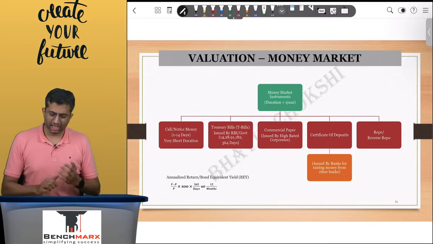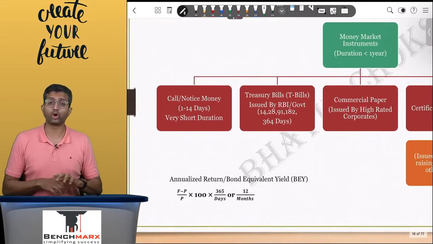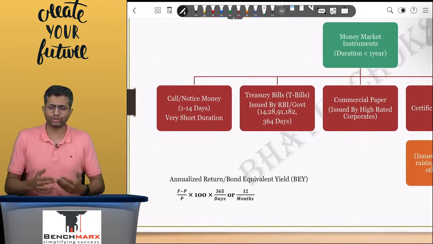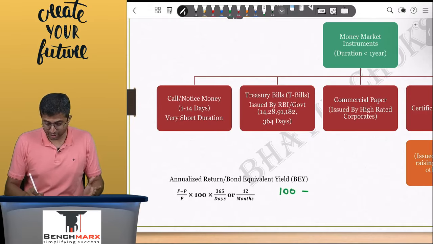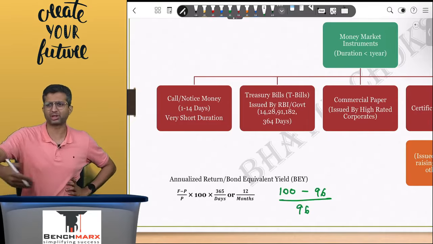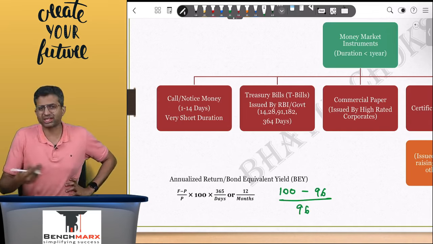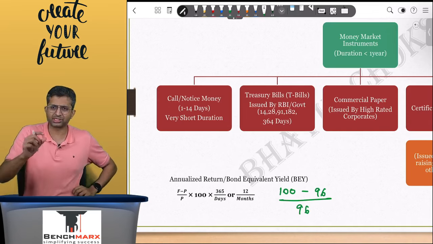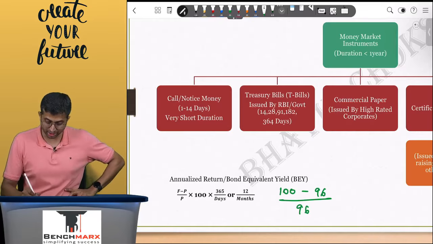In a lot of these questions, you will be asked to calculate something called the annualized yield or bond equivalent yield, which is calculated as F, the face value, for example 100, minus P, which may be the issue price, maybe something like 96, upon 96, because that is what the company is going to get. It does not pay interest because it is issued for, let's say, 181 days or 6 months. Rather than paying interest, we just issue the bond at 96 and then redeem it at 100. Then what is the rate?